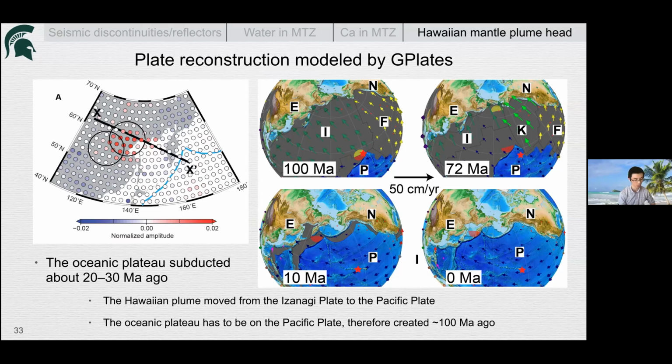model of plate reconstruction. But what we are confident is that we do see an oceanic plateau in the lower mantle, and the most straightforward, simplest explanation is that it was created by the Hawaiian mantle plume. And I want to use this cartoon to summarize my talk today.